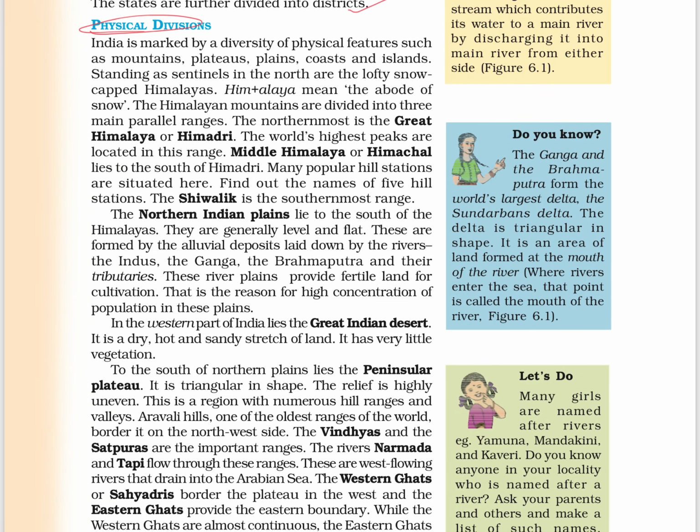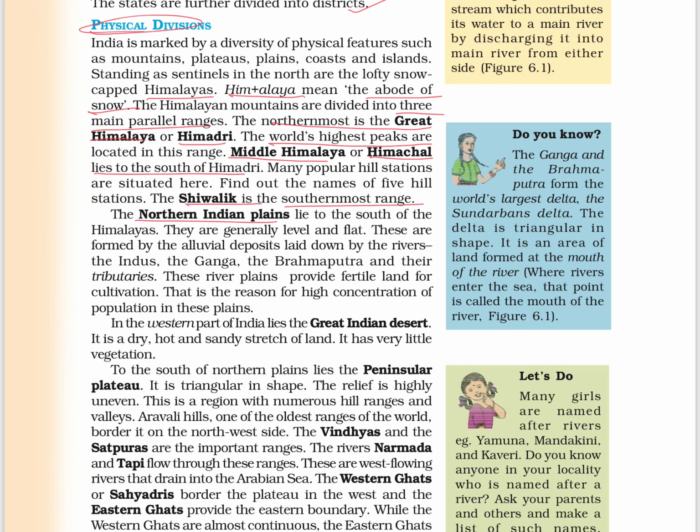Next, let's see physical divisions. To the north we have Himalayas. Him plus Alaya means abode of snow. These Himalayan mountains are mainly divided into 3 parallel ranges. The northmost is the Great Himalaya or Himadri, where the world's highest peaks are located. Middle Himalaya or Himachal lies to the south of Himadri. Many popular hill stations are located here. Next we have Shivaliks, which is the southernmost range.